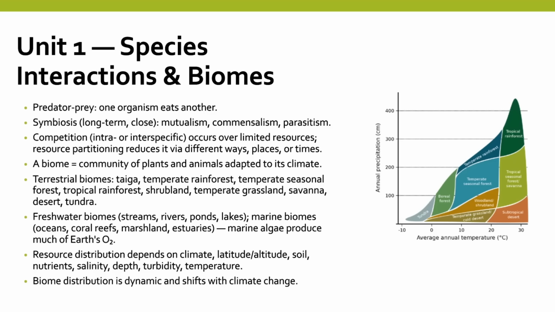A biome is a community adapted to its climate. You should know the 9 terrestrial biomes: taiga, temperate rainforest, temperate seasonal forest, tropical rainforest, shrubland, temperate grassland, savanna, desert, and tundra. Freshwater and marine biomes round it out, and marine algae produces a huge fraction of Earth's oxygen.